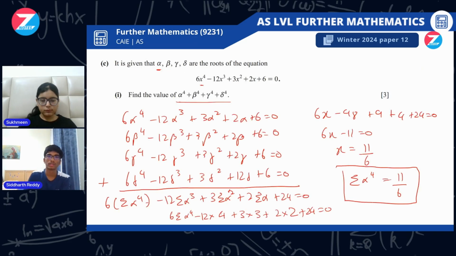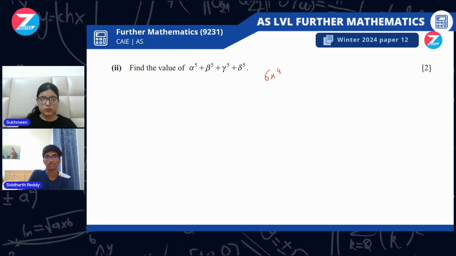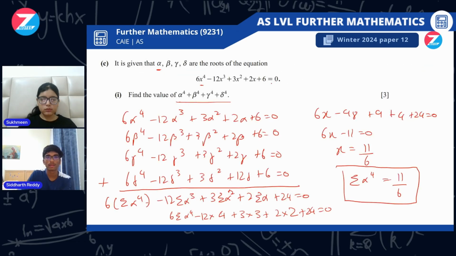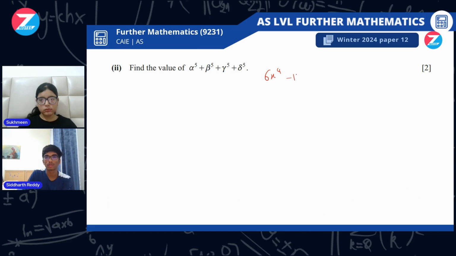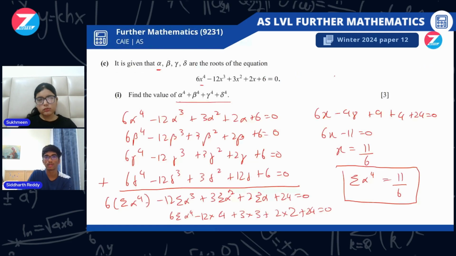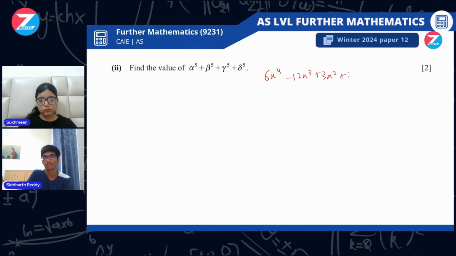Okay, so this is the equation we have, 6x to the power 4 minus 12x cube plus 3x square plus 2x plus 6 is equal to 0. So we can multiply this by x throughout. So we get 6x to the power 5 minus 12x to the power 4 plus 3x cubed plus 2x squared plus 6x is equal to 0.